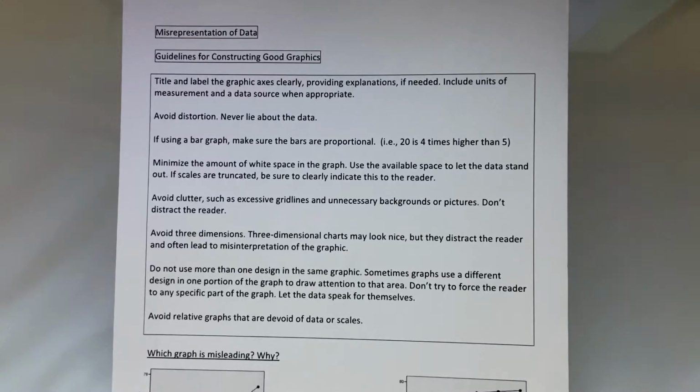Avoid distortion. Don't make one bar really wide and the other one skinny to make it look bigger. Don't start the bottom of the bar at 70 and the top at 72 and make it look like some giant change has happened, even though they're pretty much the same.